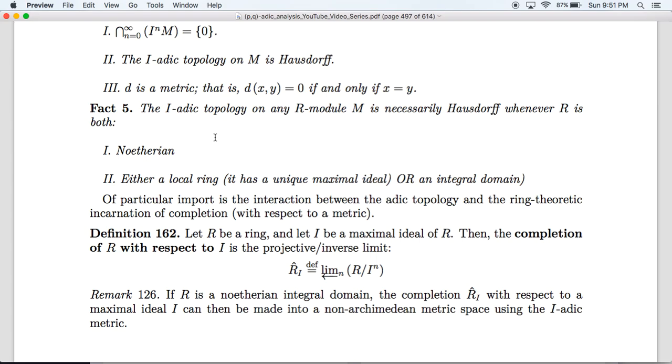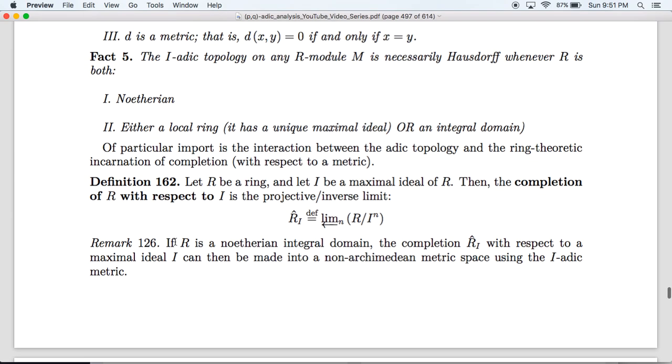Of particular import is the fact that, much like with the p-adics, we can complete a ring with respect to an ideal. So let R be a ring, and for simplicity's sake, let I be a maximal ideal of R. Then the completion of R with respect to I is defined by the projective inverse limit of R mod I^n, and we define this as R hat sub I. If you don't know what projective limits are, I'm not quite sure what they are either. Well, I am, but it's complicated. But just figure it out.